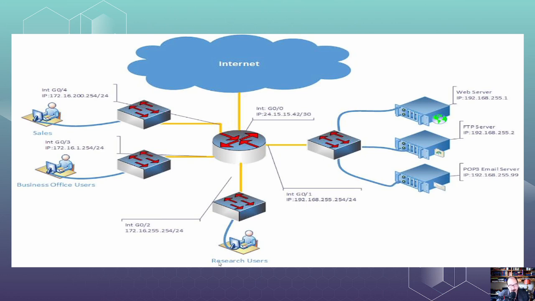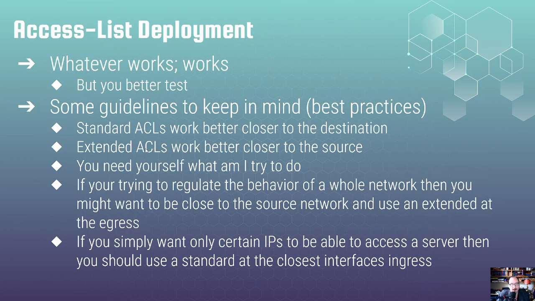Because standard access lists do not look for specifics, we would just say deny this entire subnet, 172.16.255.0 0.0.0.255. Block that entire subnet from coming down this interface. We could do that, and that's where it makes sense to use standard access lists as compared to extended access lists, which work better closer to the source.